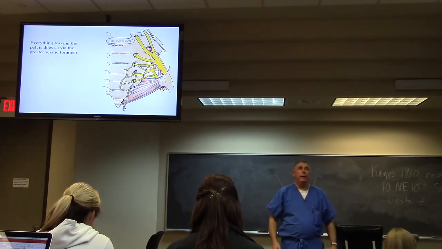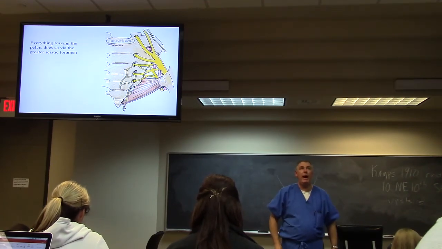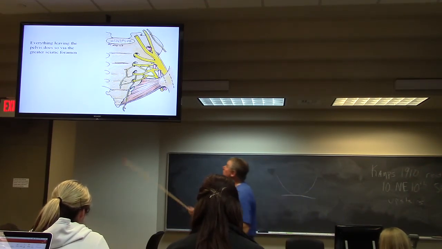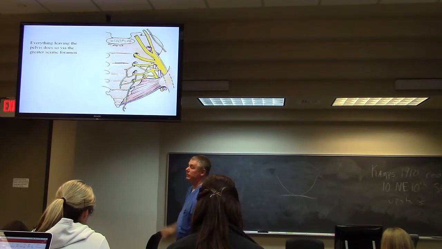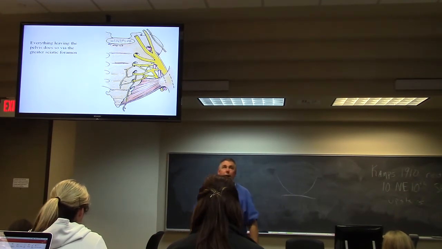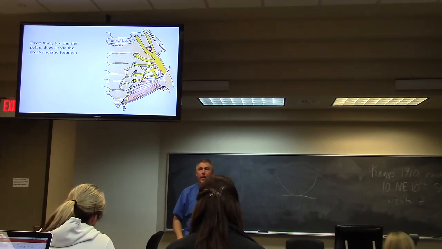All right, here's the big point. Everything leaving the pelvis does so via the greater sciatic foramen. All of the vessels that are headed to your extremities and to your genitalia, all of the nerves, they all go out the pelvis through the greater sciatic foramen.